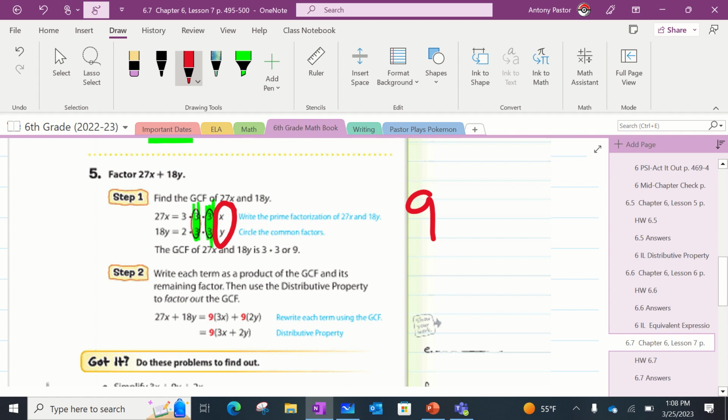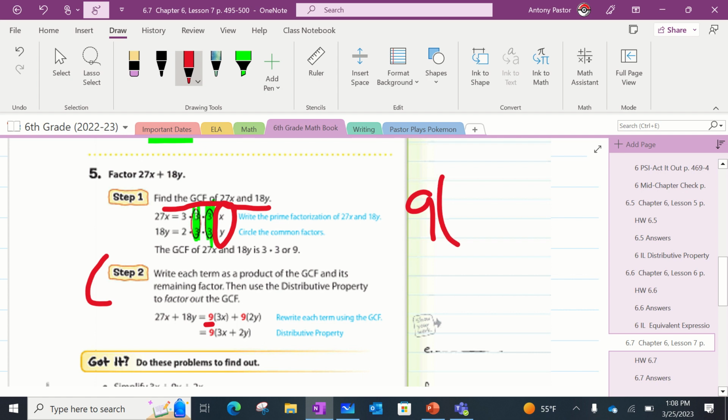Find the greatest common factor of 20. Oh, no, but it still does want us to factor it. Why didn't it give us the answer? Oh, it is giving us the answer down here at step 2 because I'm not paying attention. So we did find the greatest common factor of 27 and 18, which is 9. 9 goes on the outside just like here.